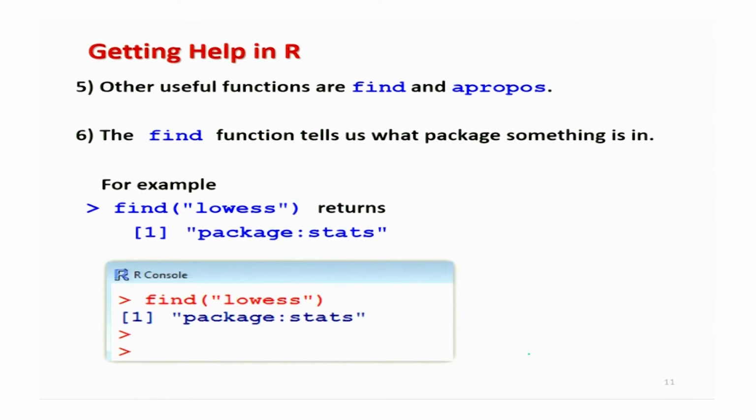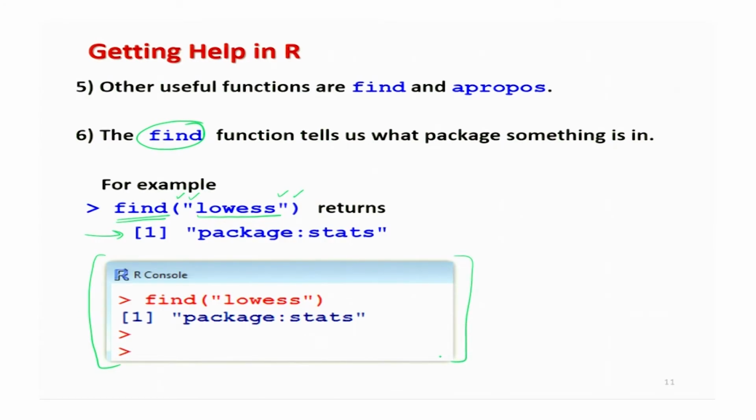For example, suppose I want to know about a function lowess, and I want to know which R package has this function. For that we have a command, find, F-I-N-D. The syntax is, you simply write find, and within the parentheses, within double quotes, you write the function name lowess, and it will give you this type of outcome. And if you try it in the R console also, it will give you this outcome.